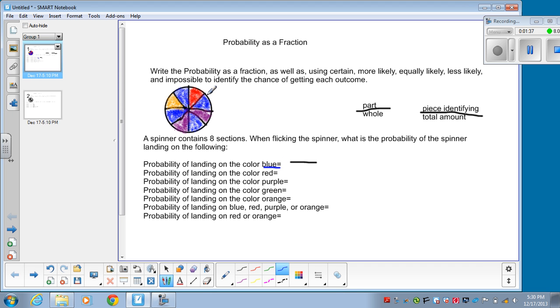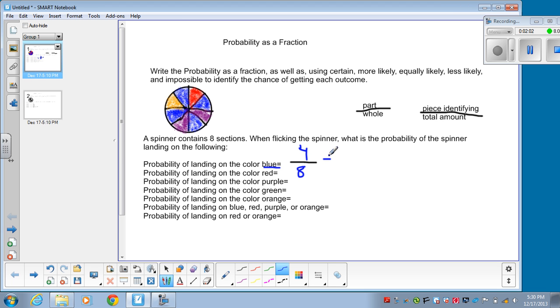How many blue sections are on the spinner? Let's count. 1, 2, 3, 4. That's the piece we're identifying, the blue. So the likelihood is 4 out of, what was the total? 8 sections. 4 out of 8.